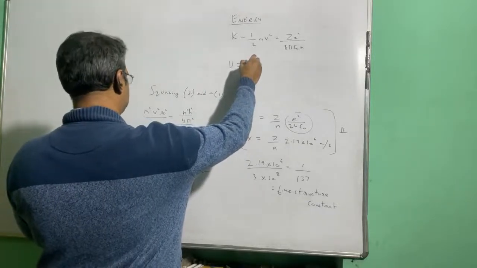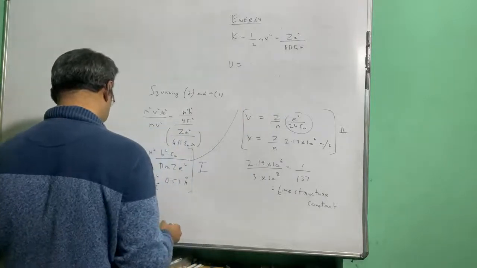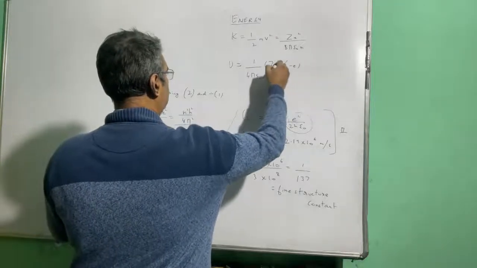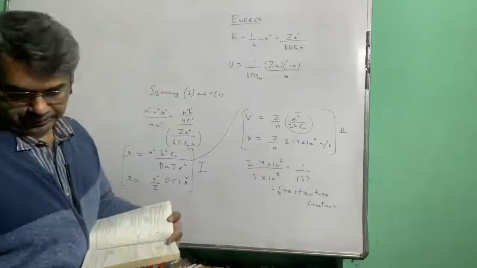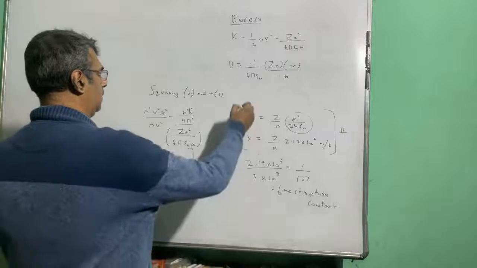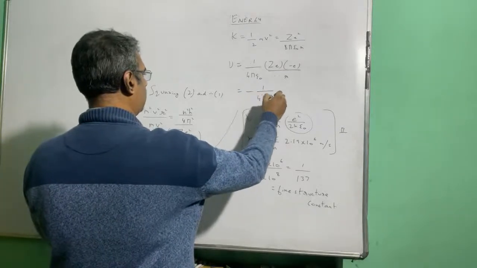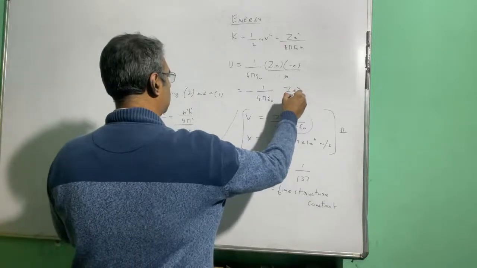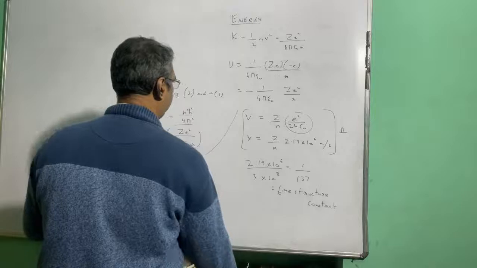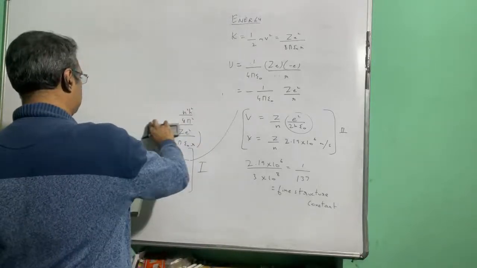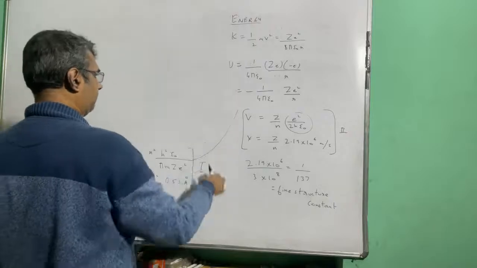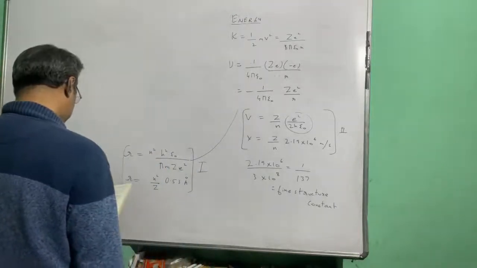And potential energy, you know that potential energy is the electrostatic potential energy. So 1 by 4 pi epsilon naught Ze into minus e by r. So this is coming minus 1 by 4 pi epsilon naught Ze square by r. So potential energy is minus 1 by 4 pi epsilon naught Ze square by r. So this is the potential energy.